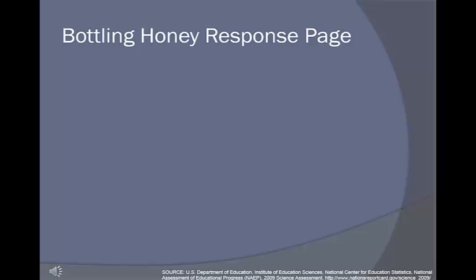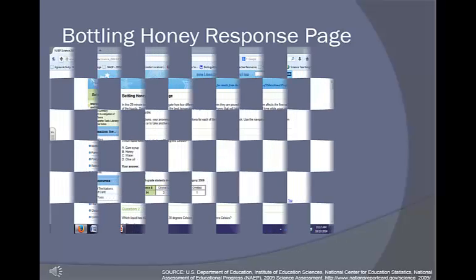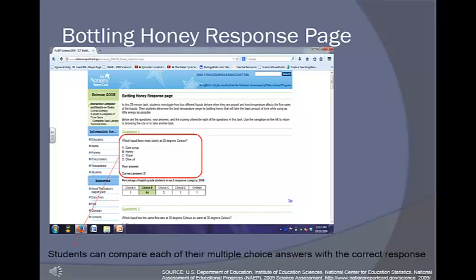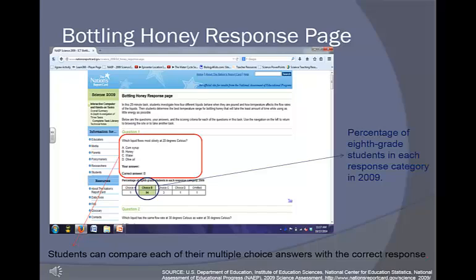Once the students click on the Done tab, they are automatically taken to a response page. On this response page, students are able to compare their results with the correct answers for each multiple choice question. Students are also able to see the percentage of 8th grade students in each response category in 2009.